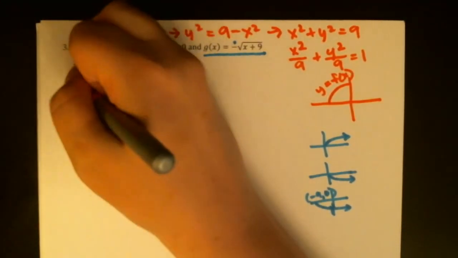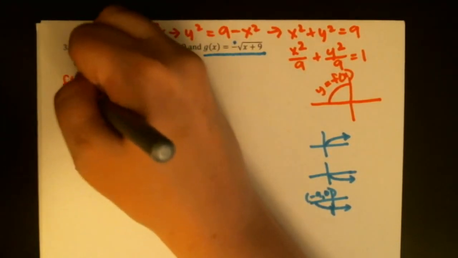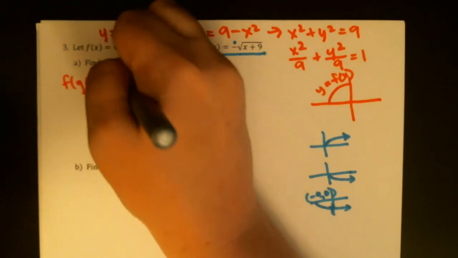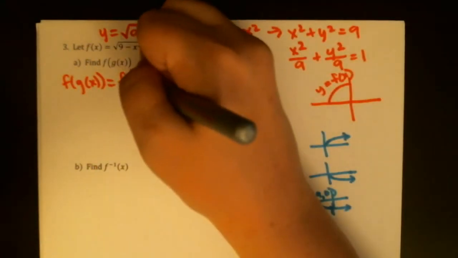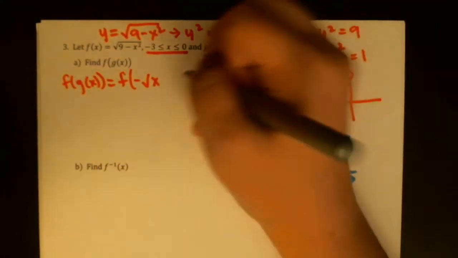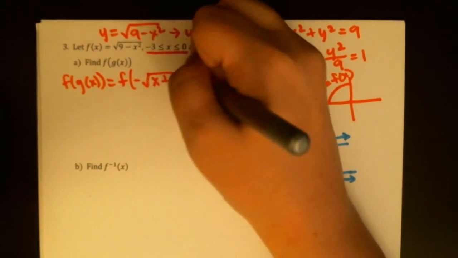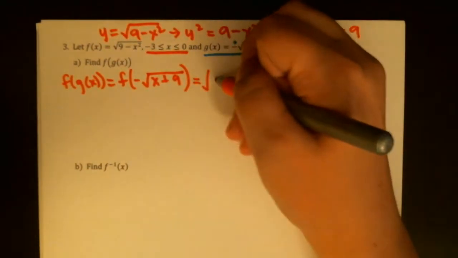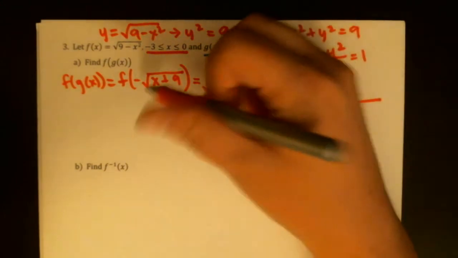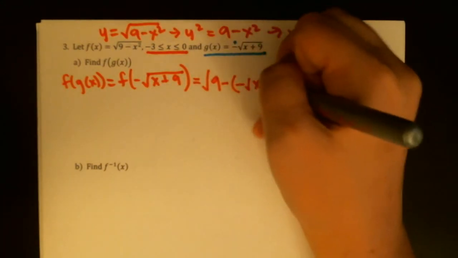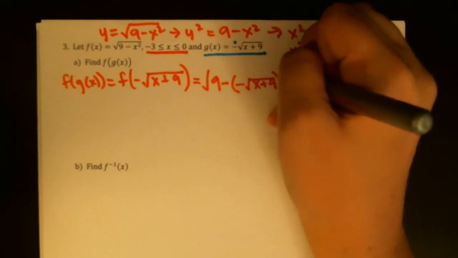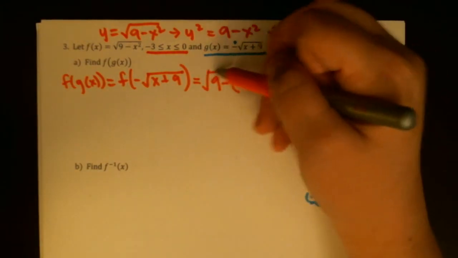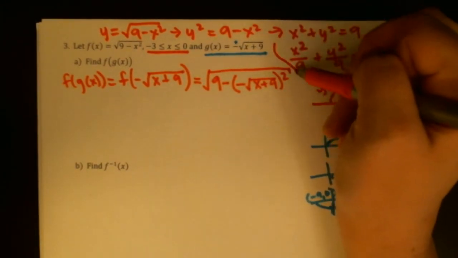Okay, so first, let's go ahead and find f of g of x. So if we want f of g of x, we're going to take function g of x, which is negative square root of x plus 9, and we're going to plug it into function f, which is going to give us the square root of 9 minus our input squared.